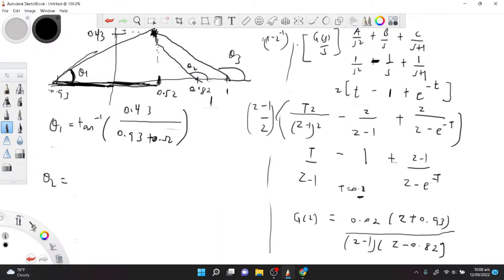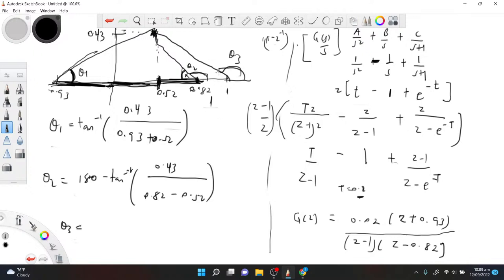Theta 2 is this angle here. So I must find this angle here and subtract from 180. So theta 2 is 180 minus tan inverse of opposite over adjacent. From here to here is 0.82, and from here to here is 0.52. So if I want to find here, I'll do 0.82 minus 0.52. That will give me here. So 0.82 minus 0.52.